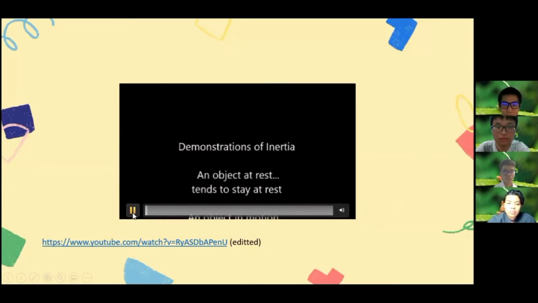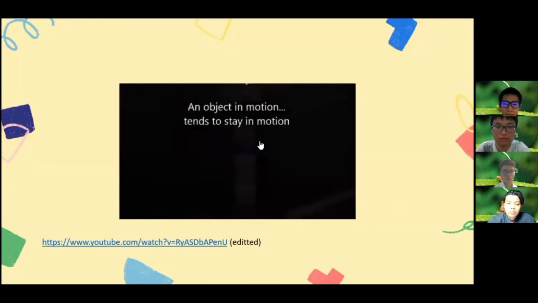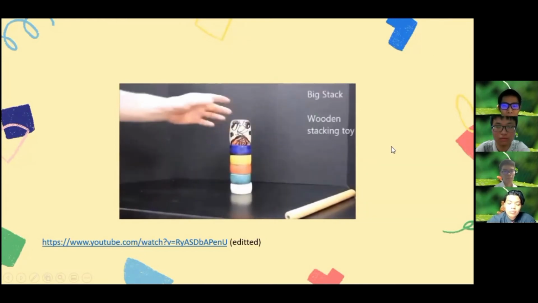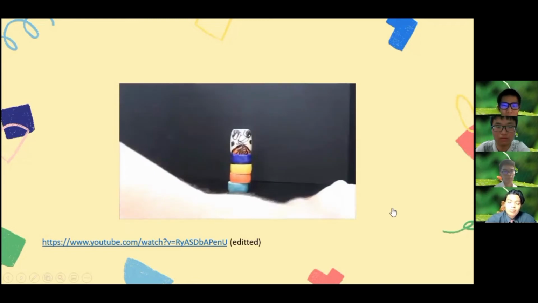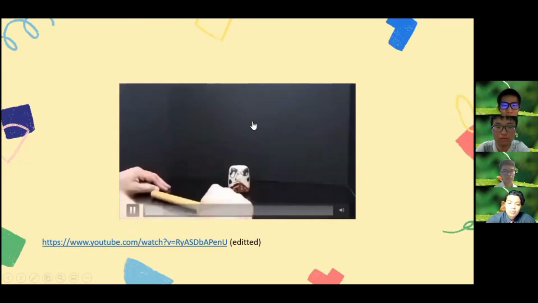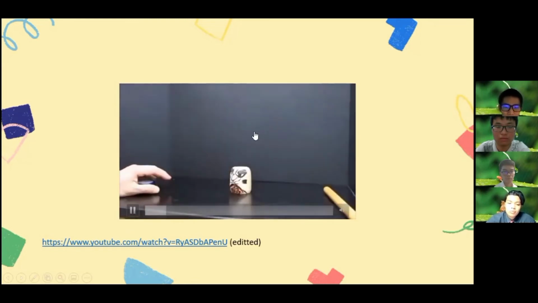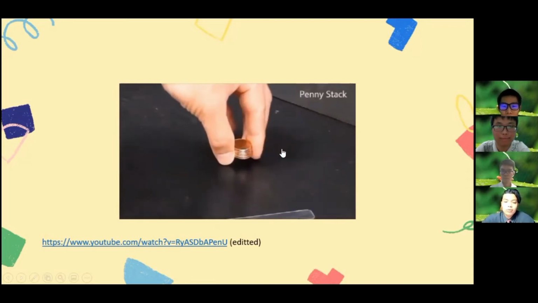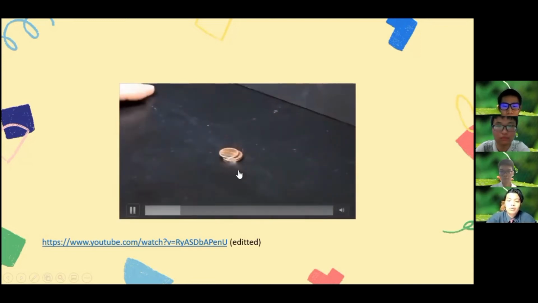Let's watch a video of some interesting examples of activities showing inertia. The first experiment you can do is to stack some pieces of wood and then hit them out one by one, and the pieces up there will drop instead of going to the left together. You can also do it with some coins, right? So these show how inertia works.